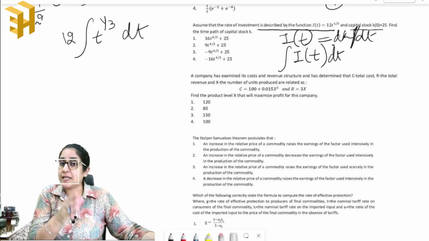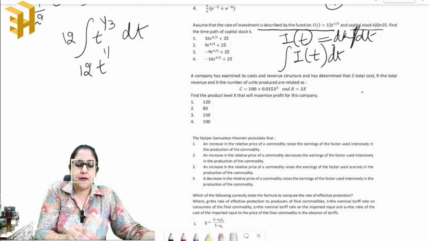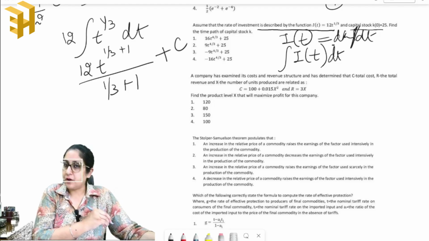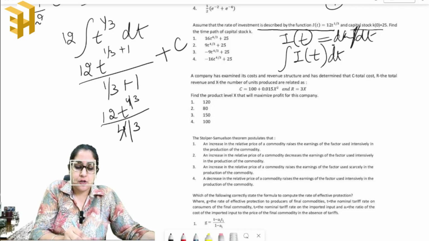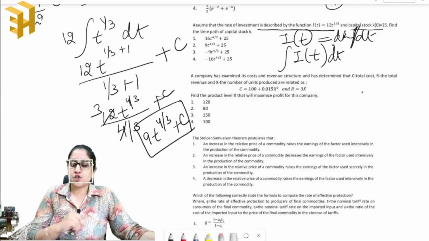So we have to integrate this. So it will be given as, so 12 t raised to power 1 by 3 plus 1 upon 1 by 3 plus 1, right, plus c. Okay, so solving this exponents, so we get 12 t raised to power 4 by 3 divided by 4 by 3. Solving it further, we get that 9t raised to power 4 by 3 plus c is our capital stock.